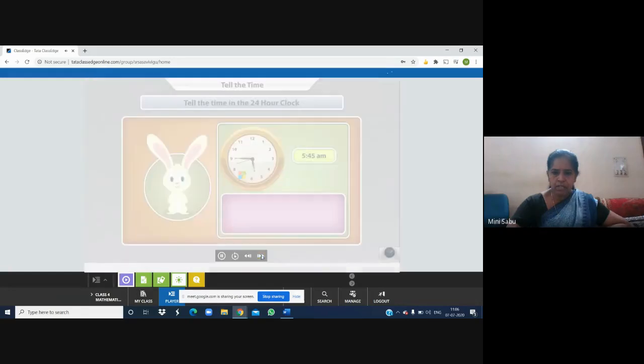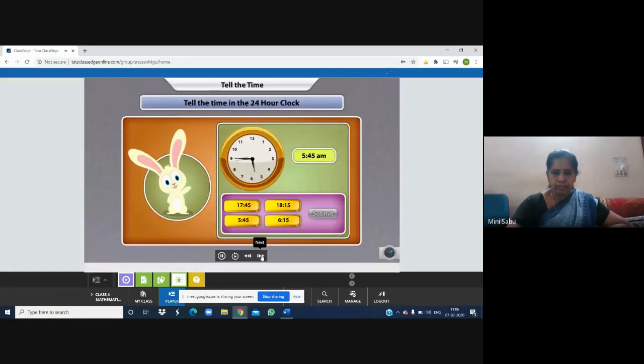Okay, we shall go to the next. What is the time in the 24-hour clock? Select the correct option and click submit. That means here the time given is 5:45 a.m. in this clock. This is 12-hour clock time. We have to tell this time in 24-hour clock time.